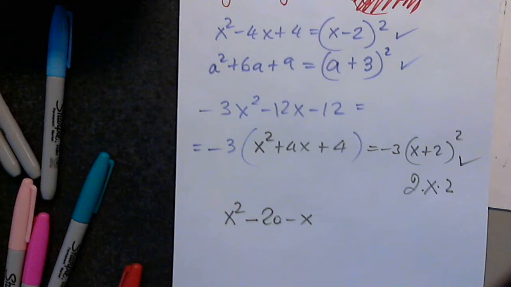What type of polynomial is this? Trinomial. Is it in descending order? Yes, it is. X squared, no x, and no x.